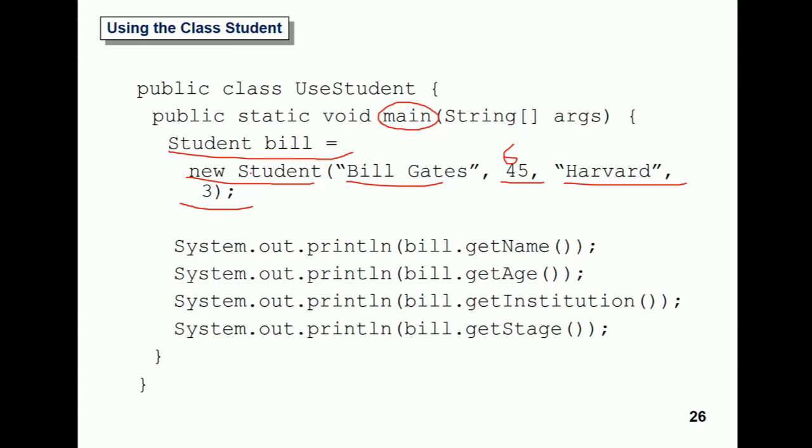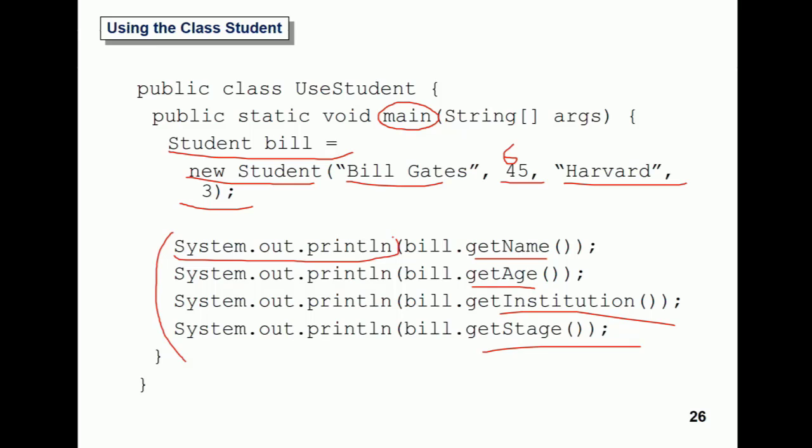You've created the object, and it has the values initialized, and then you can do whatever the object allows you to do. So in this case, these are the only operations which are available to us. So get name, get age, get institution, get stage. So this is how we created the classes, that you can only get those values. So this is what you can do.